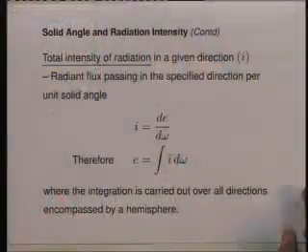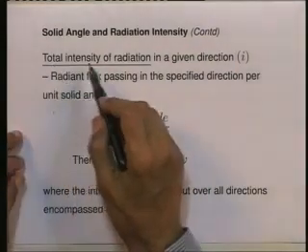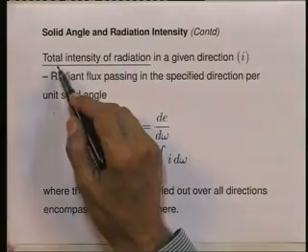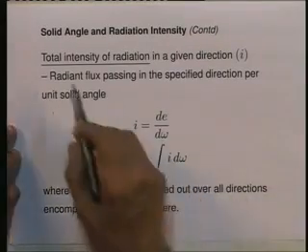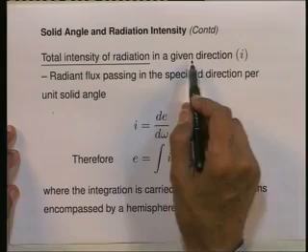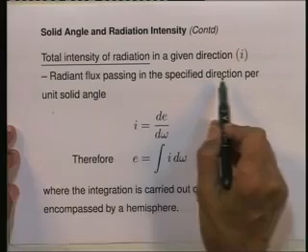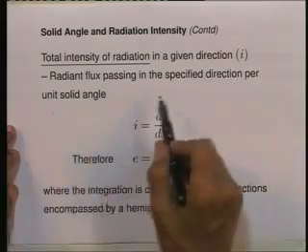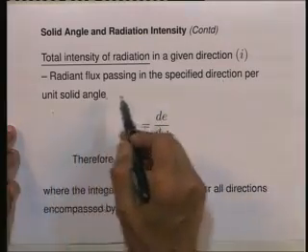Now, let us define the second term which I mentioned just a few minutes ago. The second term was intensity of radiation. To be more specific, we will call it total intensity of radiation. Total means summed over all wavelengths, the usual definition. The total intensity of radiation I in a given direction is equal to the radiant flux passing in the specified direction per unit solid angle.